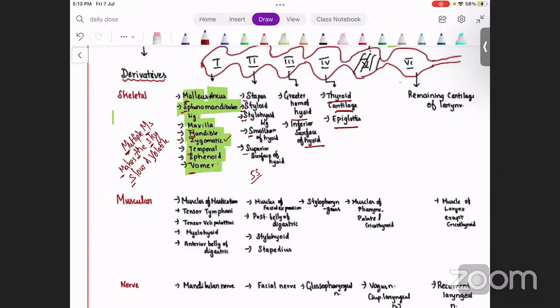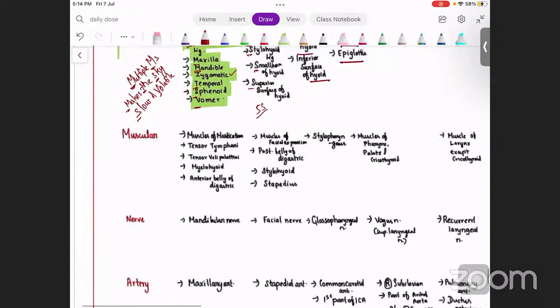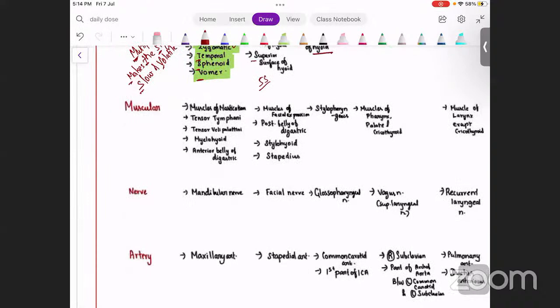Apart from that, there are 3, 4, and 6 derivatives which are very easy. Greater horn of hyoid and inferior surface of the hyoid come under 3. Thyroid cartilage and epiglottis come under 4. And the remaining cartilaginous portion of your larynx comes under 6. And then the muscles of mastication are pharyngeal arch 1. Muscles of facial expression are pharyngeal arch 2. Apart from that, you have the stylopharyngeus muscle, pharyngeal arch 3. And you have the muscles of pharynx, palate, and the cricothyroid as pharyngeal arch 4. And all muscles of larynx except the cricothyroid are pharyngeal arch 6.